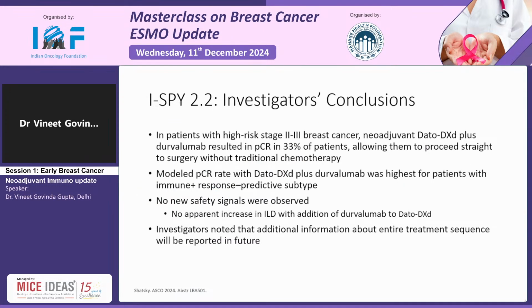So in patients who have high risk stage 2 to 3 breast cancer, this dato-DXd durvalumab gives 33% pCR, and they can go straight to surgery. That is the modeled pCR. Again, you have to use modeling because there are blocks, and a patient you think is in CR may not actually be in CR. The modeled pCR rate was highest with dato-DXd with durvalumab in immune positive and HR negative patients. So I think this regimen holds promise, and it is being studied in the metastatic setting and the neoadjuvant setting also. The studies are ongoing across the country, and I think in 1 or 2 years we should see the results.